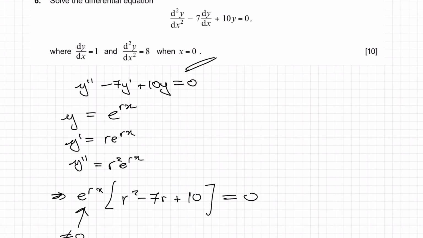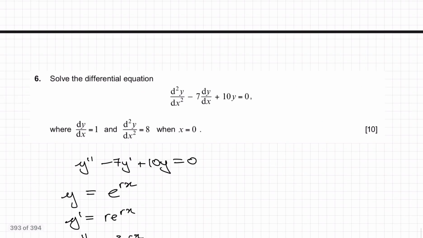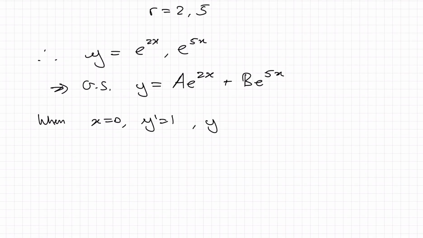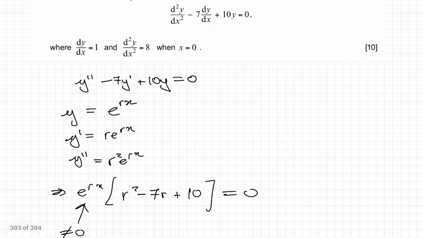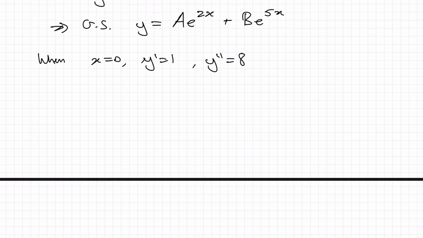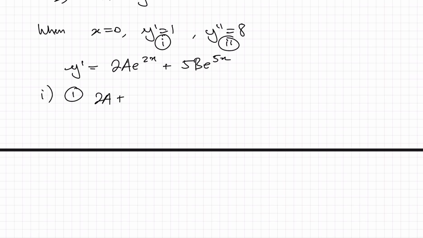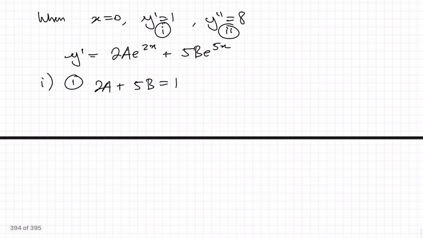Now we need to use these initial conditions. So we have when x equals 0, y dash or dy by dx is equal to 1, and d squared y over dx squared is equal to 8. There we go. So let's differentiate our initial general solution. We have y dash is equal to 2a e to 2x plus 5b e to the 5x, and we'll call these conditions i and ii. So substituting in i, we get our first equation. We're going to get 2a plus 5b is equal to 1. When we put 0 in for x over here, the e to the x just becomes 1. And so we get this.